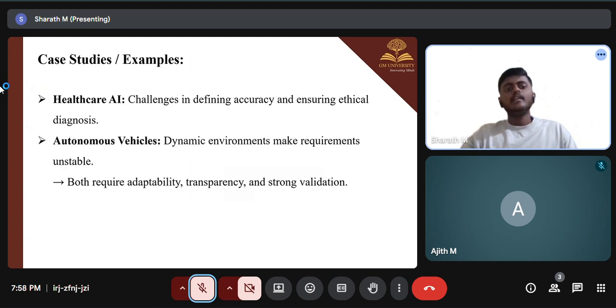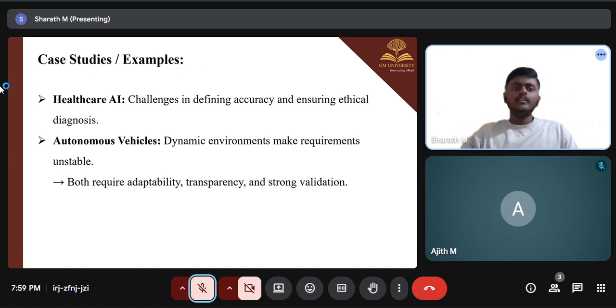The next slide is case studies or examples. To make this more relatable, let's look at two real-world examples, healthcare systems and autonomous vehicles. Healthcare systems face challenges in defining what accuracy truly means. A small prediction error can have serious consequences. That is why ethics and explaining decision making become crucial here. In autonomous vehicles, the environment keeps changing dynamically, making requirements unstable and hard to define. Both these cases show that adaptability, transparency, and continuous validation are essential in AI requirements engineering.